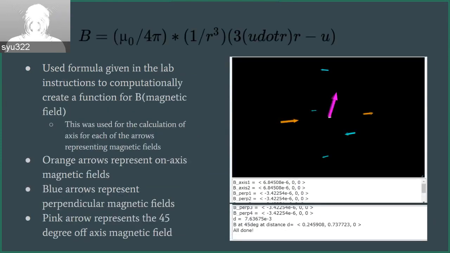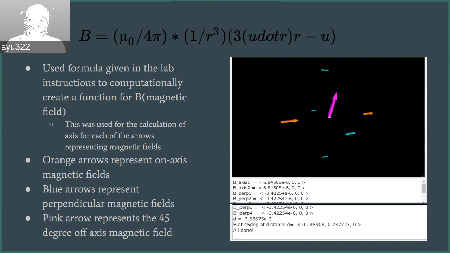So for the code. I used the formula given above, which was given in the lab instructions, to computationally create a function for B, or for the calculation of the magnetic field. This was also used for the calculation of the axes for each of the arrows representing the magnetic fields, as can be seen in the output on the right.